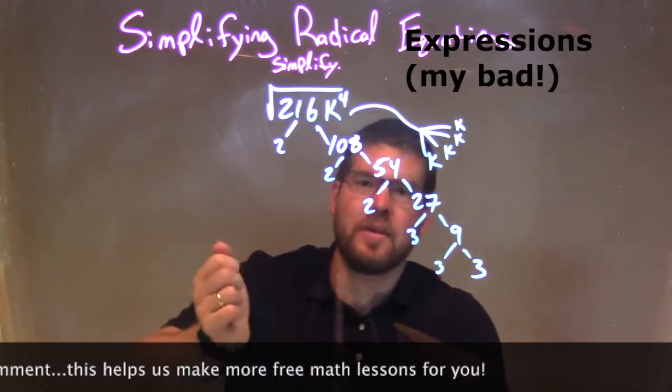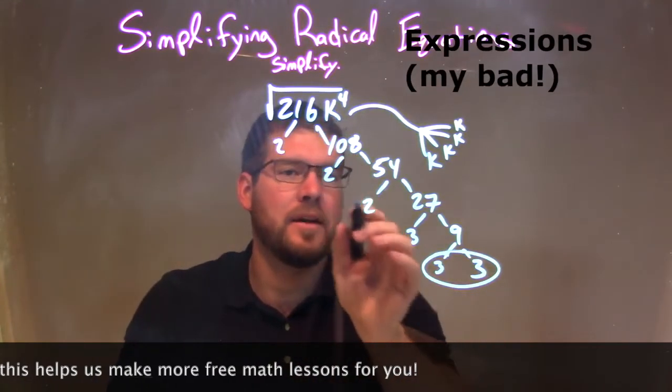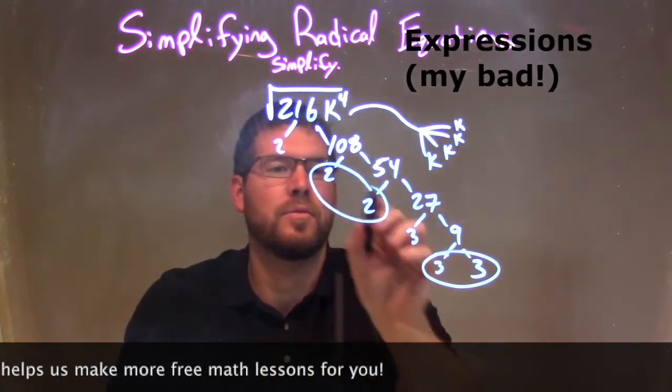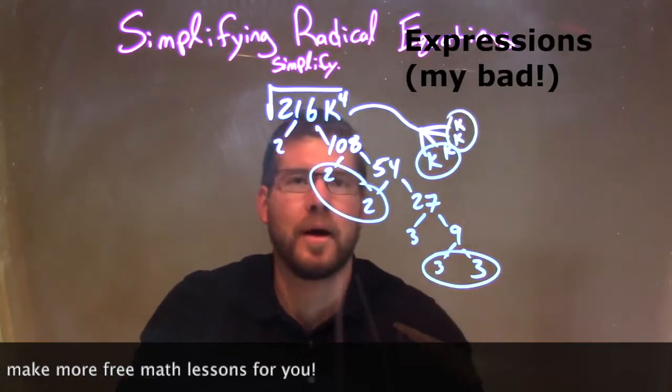k to the fourth would be 4 k's. So now I'm going to circle my pairs. I have a pair of 3's right here at the end of my prime factorization and a pair of 2's. Okay? I have one pair of k and 2 pairs of k.